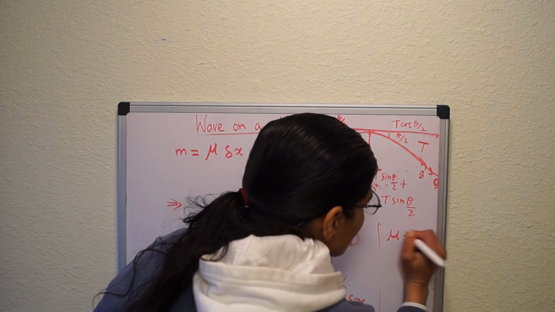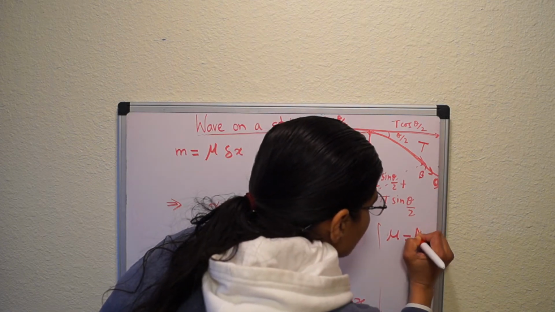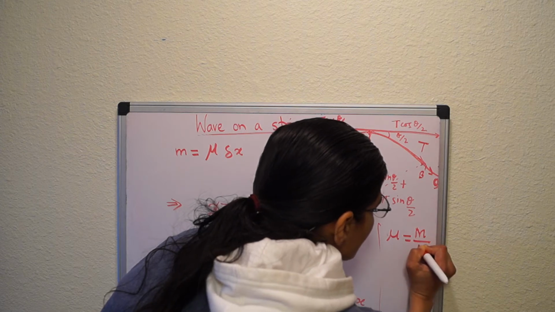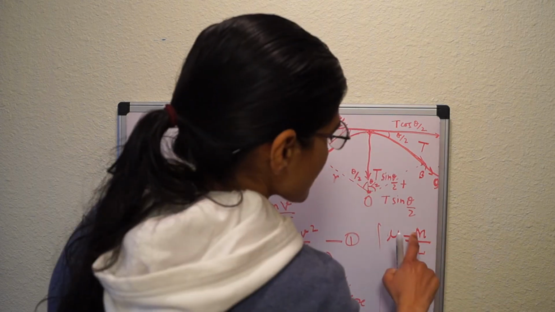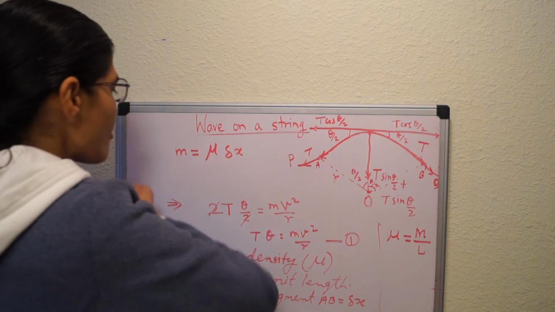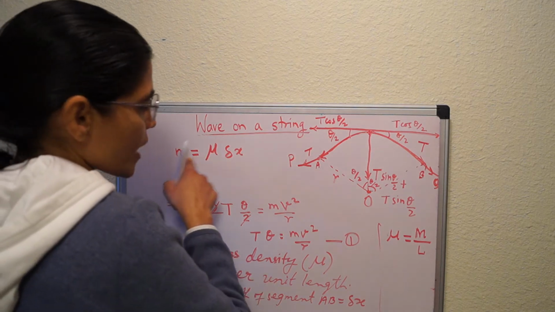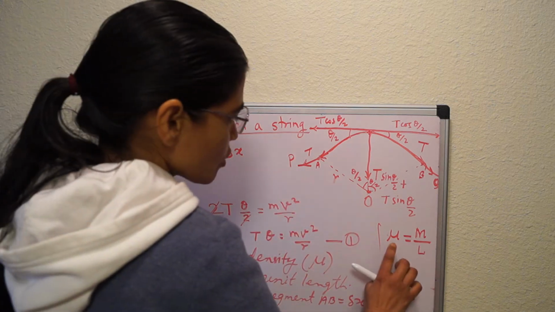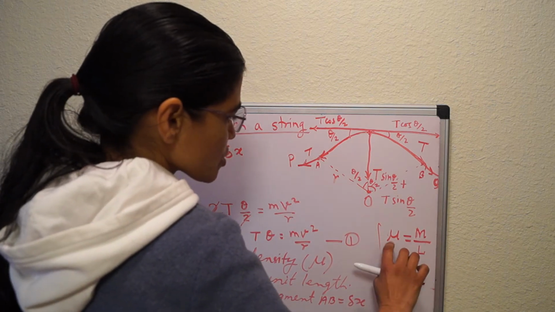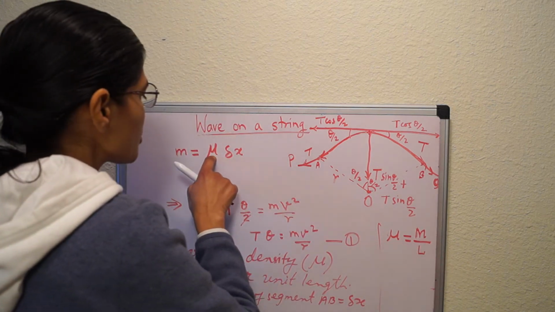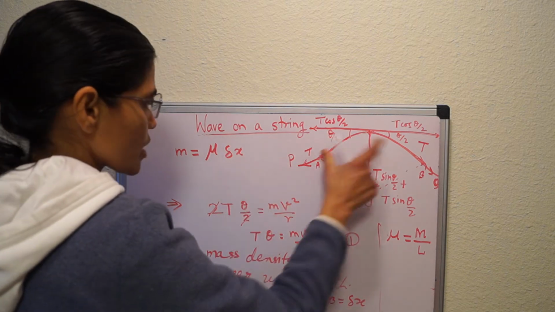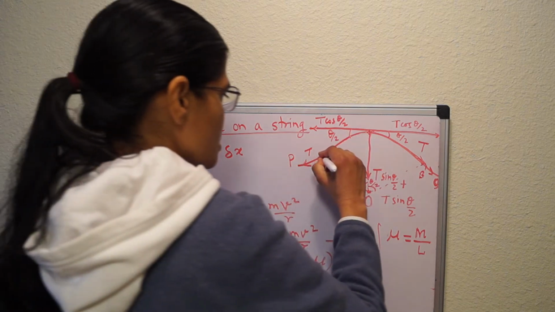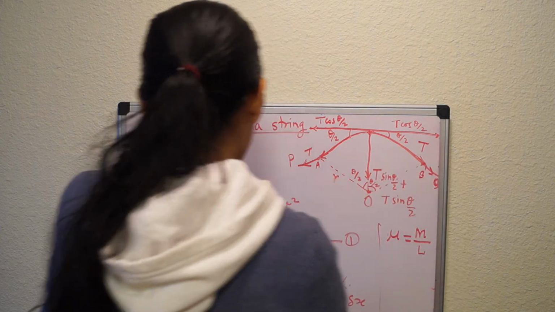Mu in general goes like this: mass, let us say m by L. Okay, mass per unit length. Here in our case, mass is just m, our length is tiny delta x, that's why we have this. So then mass m equals mu times L, and our L is delta x, okay? So just a small length. So this length is our delta x, okay?